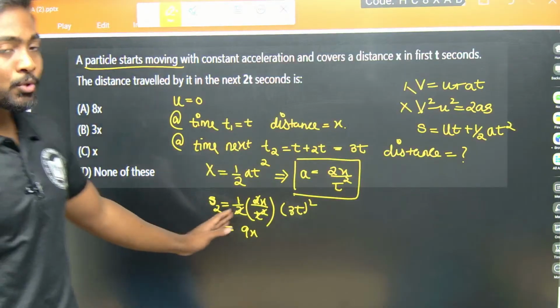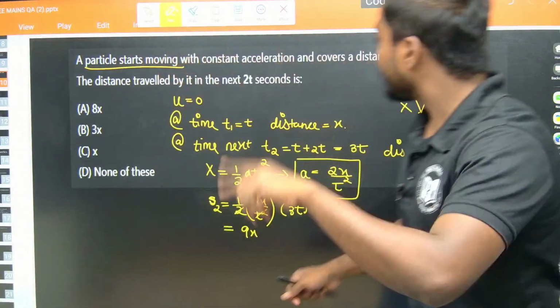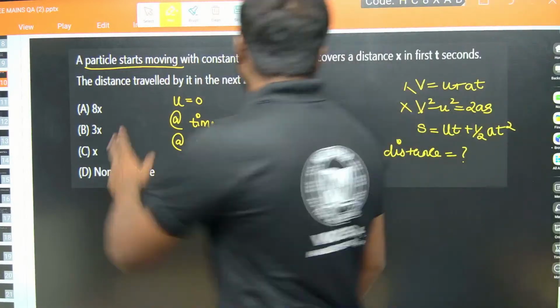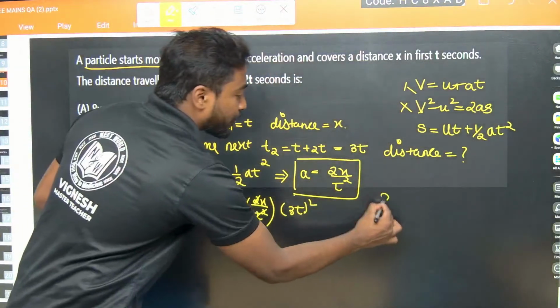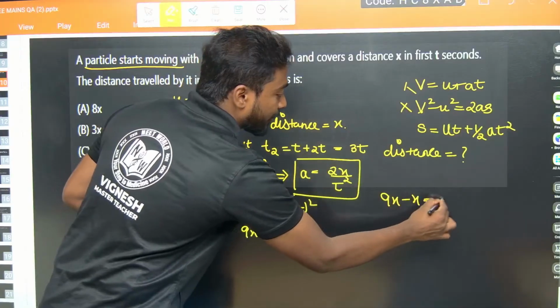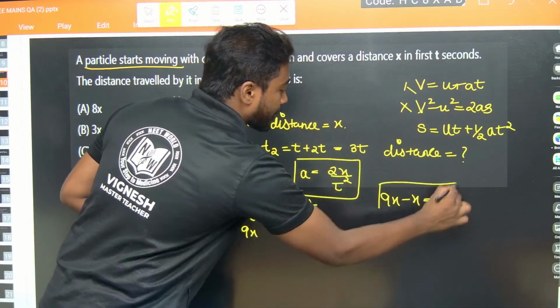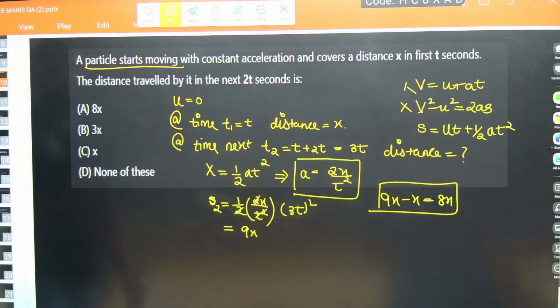So s2 distance is 9x and initial distance is x. So what will be the distance between both of them? 9x minus x, which is nothing but 8x. This is the answer. So what is the option? Option A is the answer.